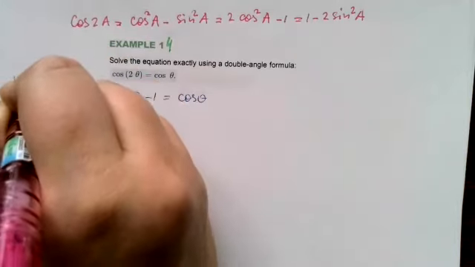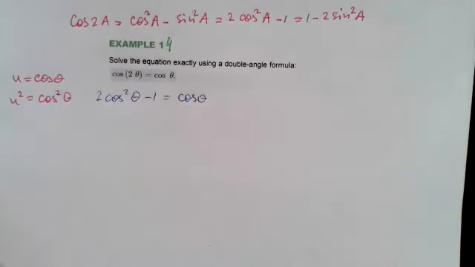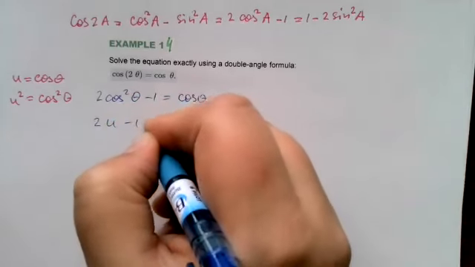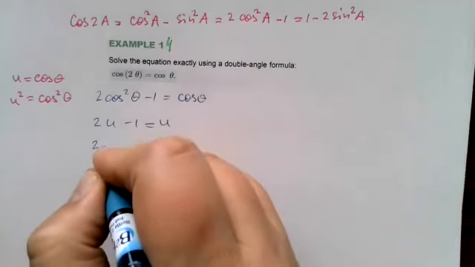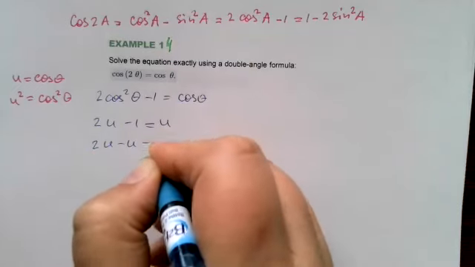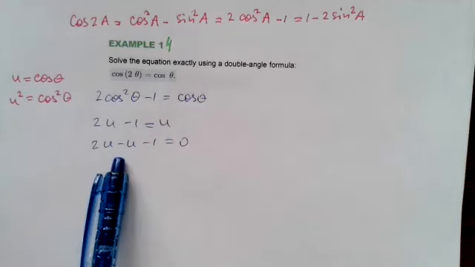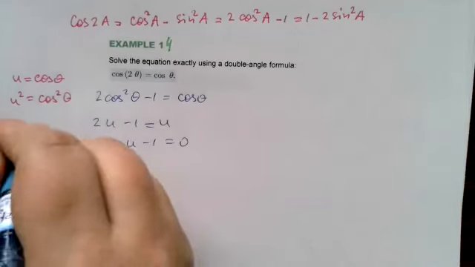So u squared is cosine squared theta. Substituting in, I'm going to get 2u squared minus 1 equals u. Now bringing u to the other side, I will have 2u squared minus u minus 1 equals 0. Now, how do we solve this equation? Hopefully by factoring. So I'm going to use my magic X technique.